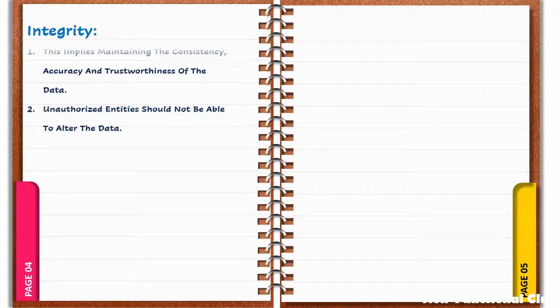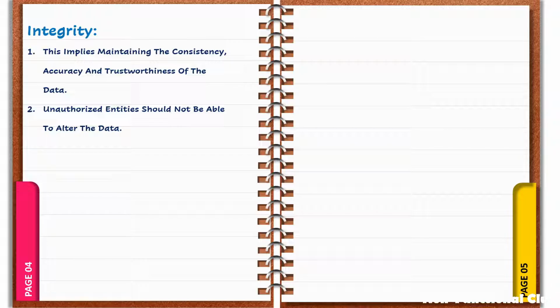Let's look into the second part, that is integrity. Again, this is the property of accuracy and completeness. It means maintaining the consistency, accuracy, and trustworthiness of the data over its entire life cycle. Also, unauthorized entities should not be able to alter the data. So it clearly means that in terms of integrity, whenever my data is being transferred, it is transferred in a secured way, and it never breaks the trust between two entities.